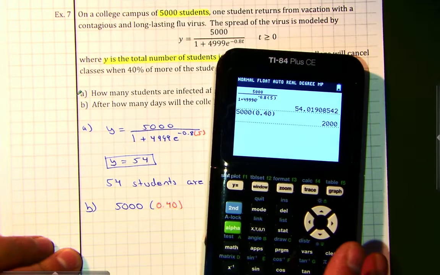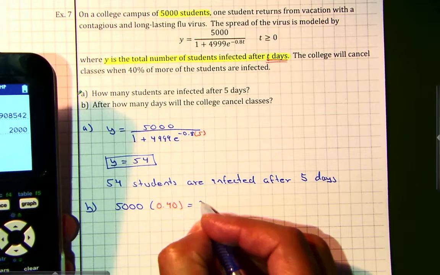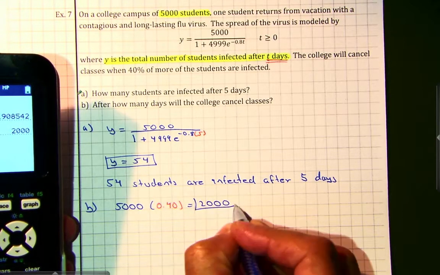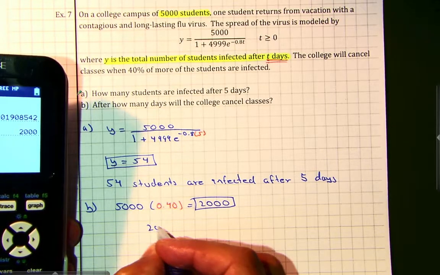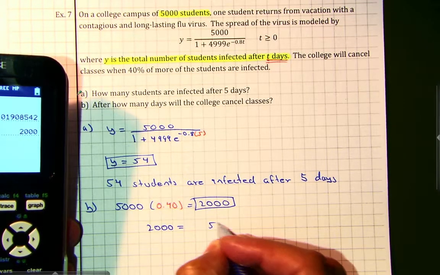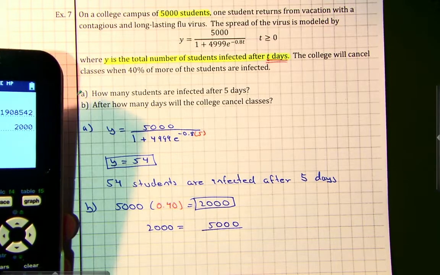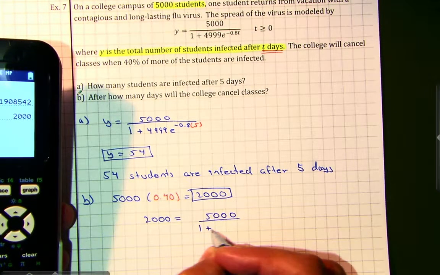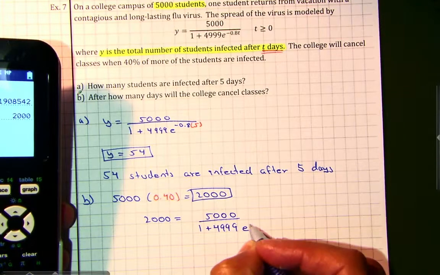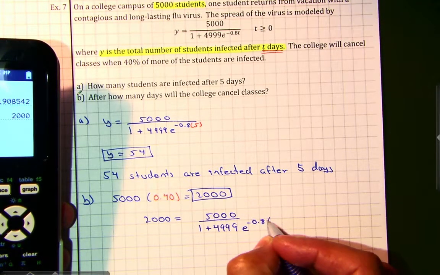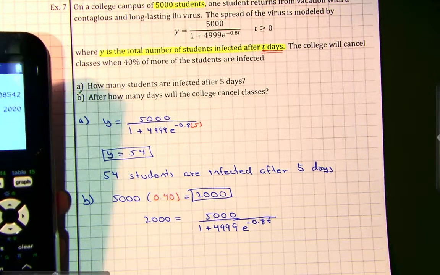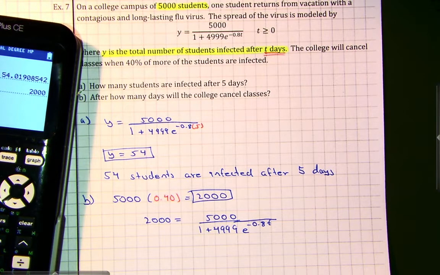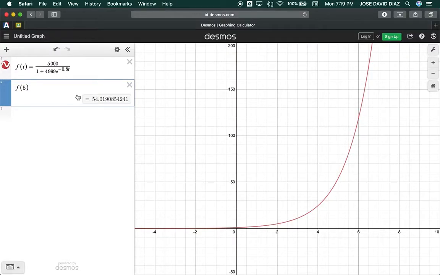gives you 2,000. We want to be able to find out how long will it take for 2,000 students to get infected. So we can actually set up an equation. 2,000 equal to 5,000 over 1 plus 4999e negative 0.8 t. And we can solve for t, but we won't know how to solve it until we get to section 6.5. So for now, we're going to use decimals, and you remember how to solve it.